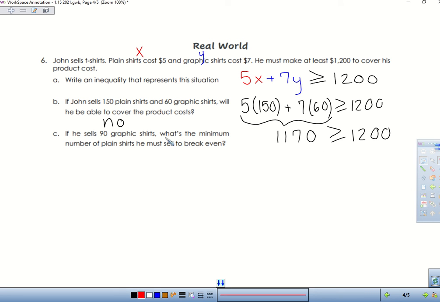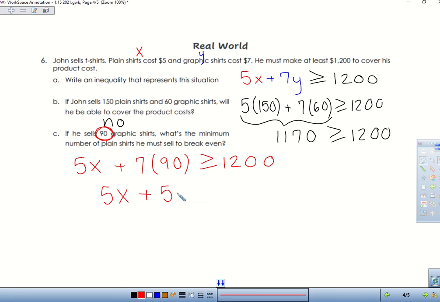If he sells 90 graphic shirts, what is the minimum number of plain shirts he must sell to break even? So in this case, we're only going to plug in for what value? Y. Because y represents the number of graphic shirts. You're going to plug in for y and solve for x. So we do the math. That gives me 50.